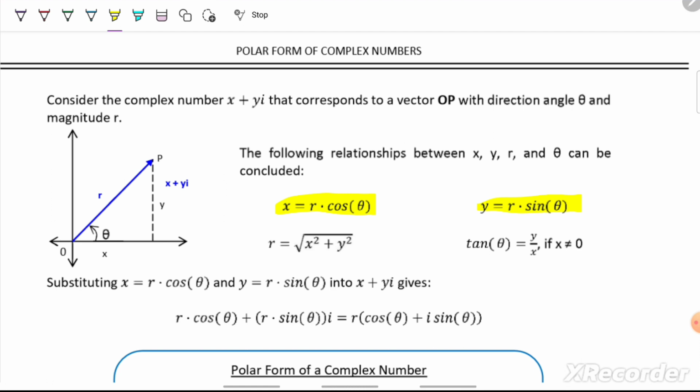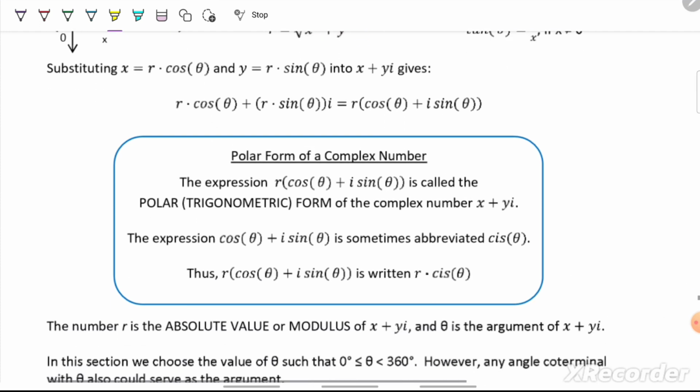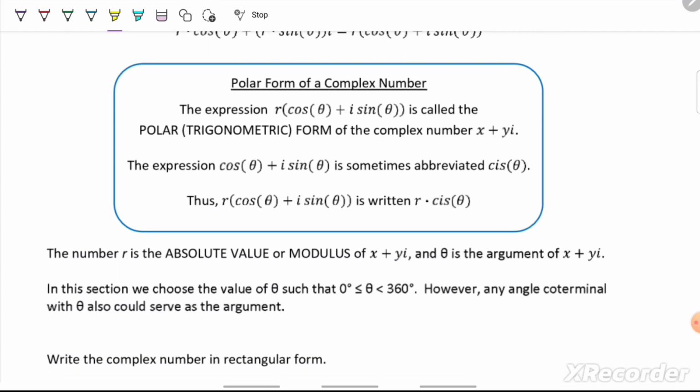Well, if we take this trig portion here, r cosine theta, r sine theta, and substitute it in for x and y in our x plus yi, it brings us to r cosine of theta plus r sine of theta i. Notice that we have a common factor of r that can be factored out, bringing us to r times the quantity cosine of theta plus i sine of theta. This is our polar form of a complex number. Sometimes it's called polar form, sometimes it's called trigonometric form.